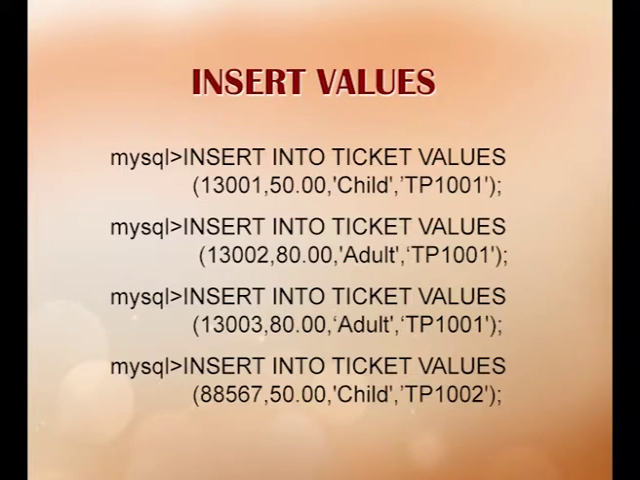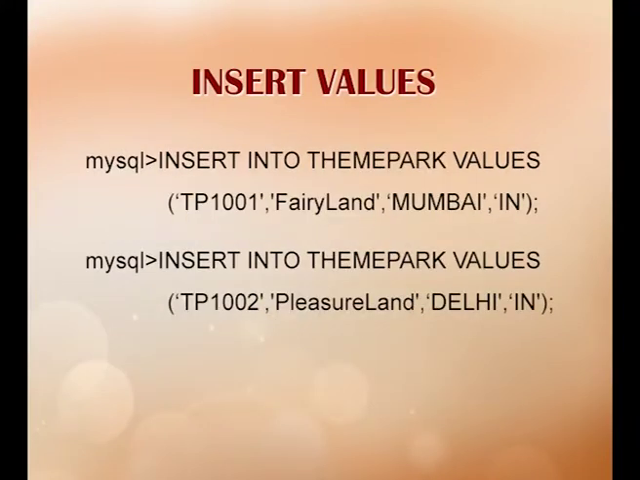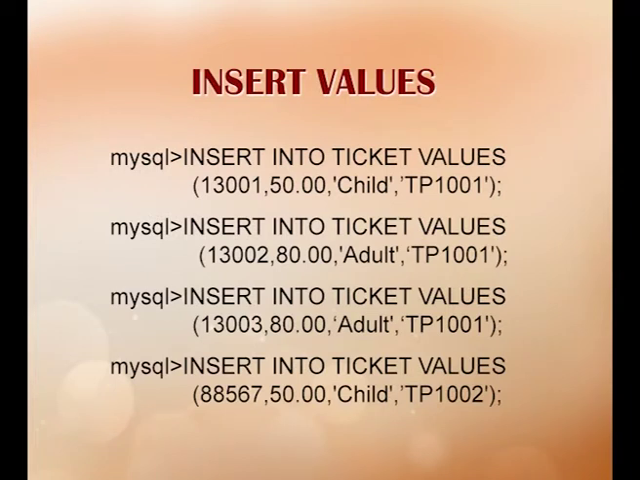Now I am coming to the ticket table. INSERT INTO ticket, this is the table name, VALUES, ticket ID and then ticket cost, whether it is for child or adult, then we are giving the code that we had given over here, the theme park code TP1001, TP1002, TP1003, the code that we had given for each and every theme park. That code I am giving over here. So, that is what I am telling you.